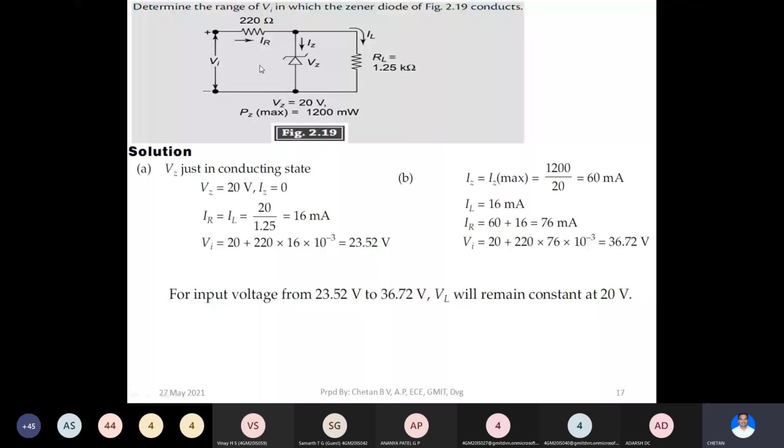Therefore, what will happen is the value of IL will be exactly equal to IR, because the entire IR will flow through this. And if you find out the value of IR, it would be very easy to find out IL, right? So the value of IR you can find out same as in the previous problem. That is, you have to divide the potential difference between these 2 points by the resistance.